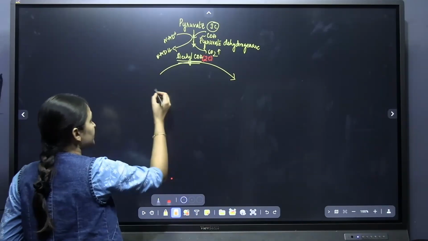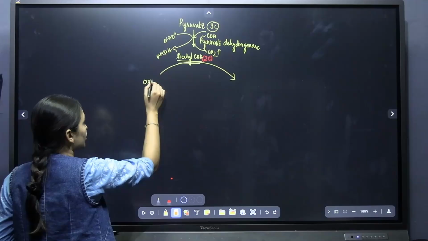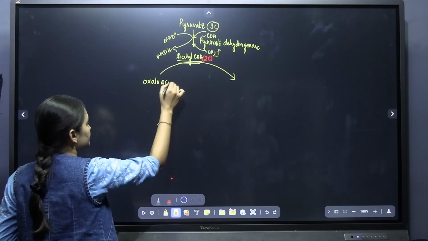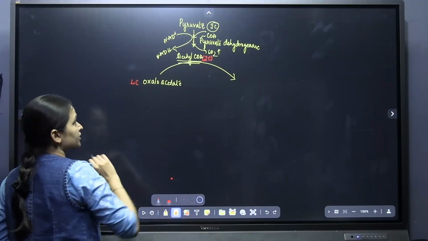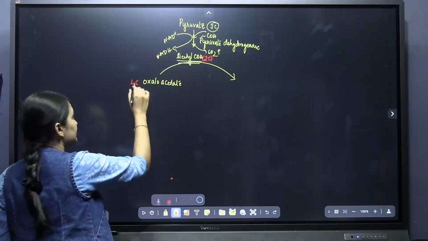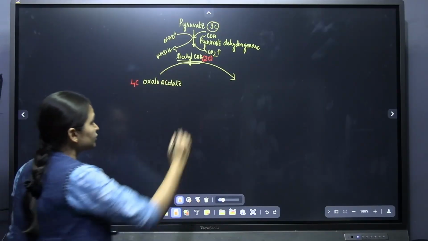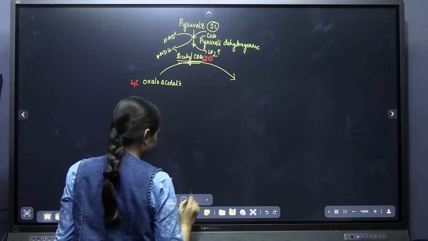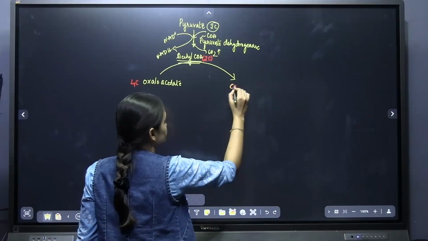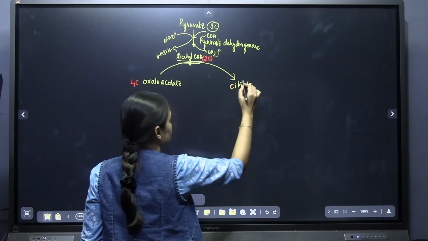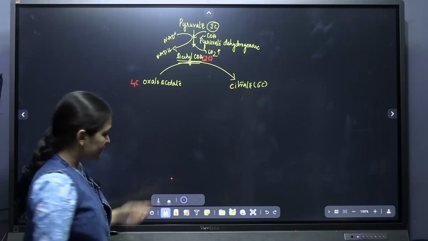Enter. So it will be with the oxaloacetate, it will join with the oxaloacetate. This is a 4 carbon compound. Okay, 4 plus 2, now this will become 6 carbon. 4 carbon oxaloacetate is joining with the acetyl CoA, that is 2 carbon. Now the whole total will become a 6 carbon molecule, that is citrate. It is a 6 carbon. Understood? What is the enzyme used here?